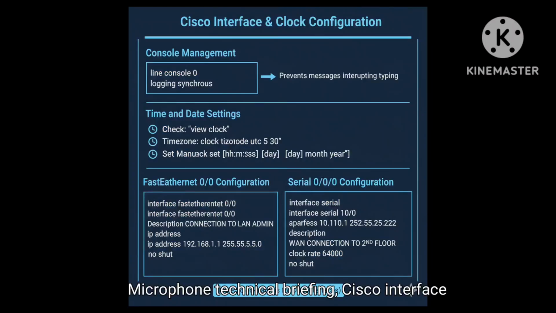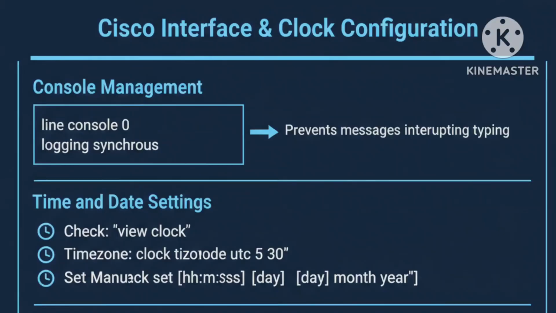Technical Briefing, Cisco Interface and Clock Configuration. Console Management. To prevent system messages from interrupting your typing on the console, enter line configuration mode for line console 0 and use the command logging synchronous.